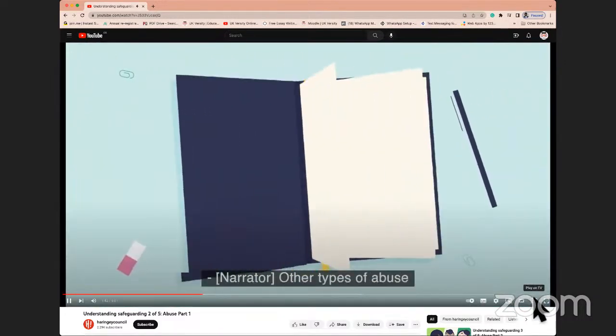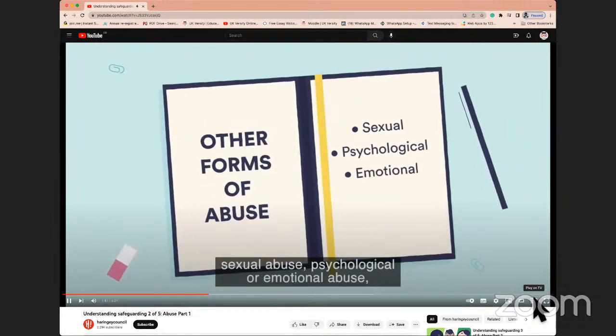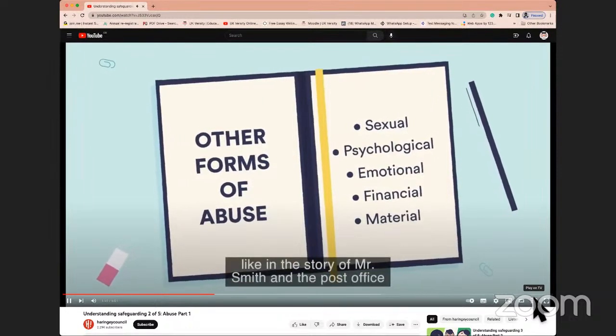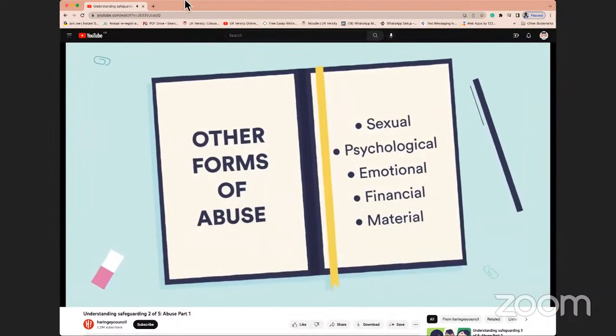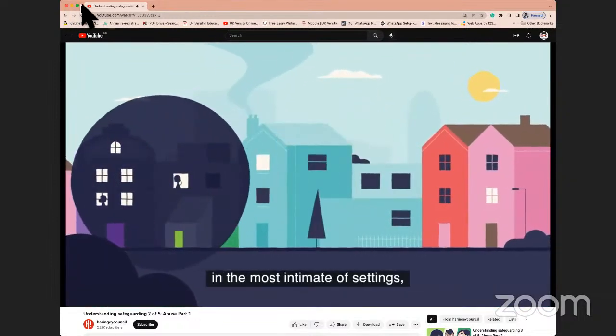The types of abuse covered in the Care Act include sexual abuse, psychological or emotional abuse, and financial or material abuse, like in the story of Mr. Smith and the post office from the first film. But all of those forms of abuse can happen in the most intimate of settings, the family home.